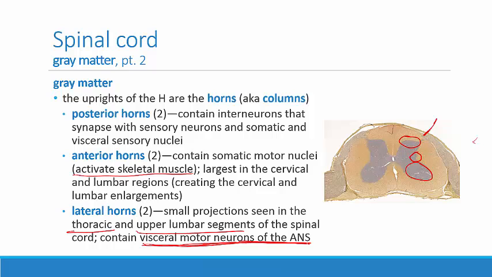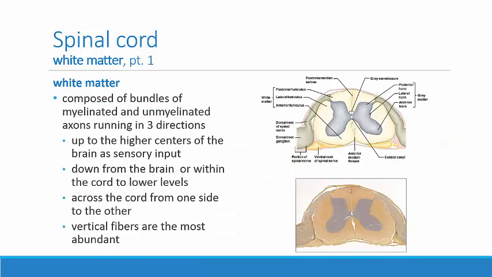Okay, so that's the gray matter. Let's look at the white matter then. The white matter of the spinal cord is composed of myelinated, and sometimes unmyelinated, nerve fibers, and they run in three directions in the white matter. They can be running up to the higher centers of the brain, bringing in sensory input, so any of the afferent communication runs up in tracts, bringing in sensory information.